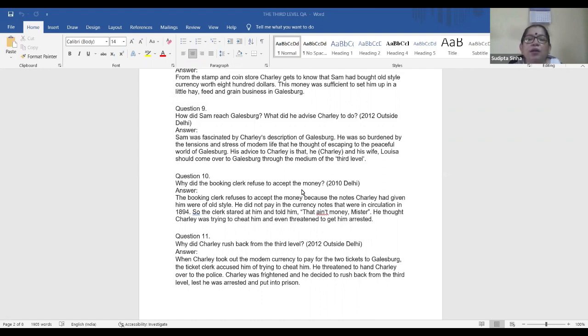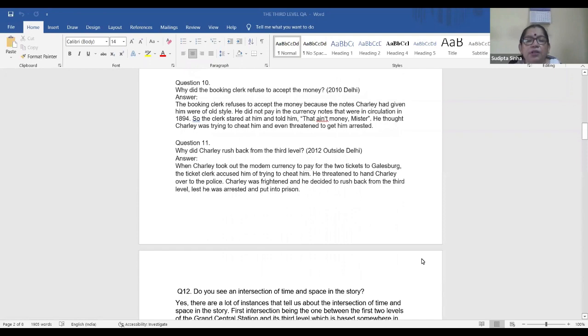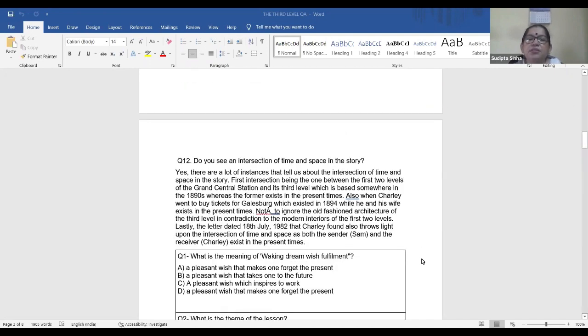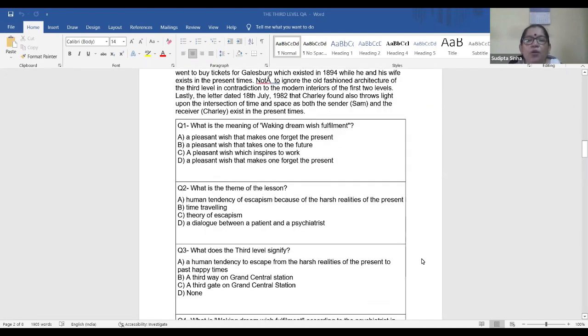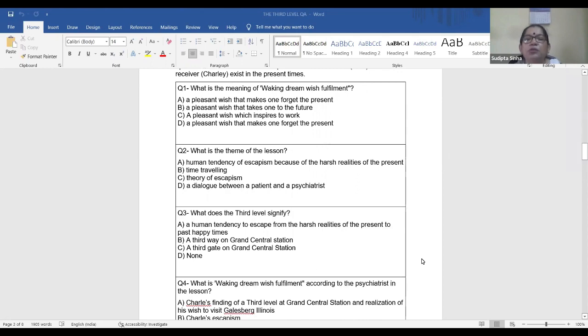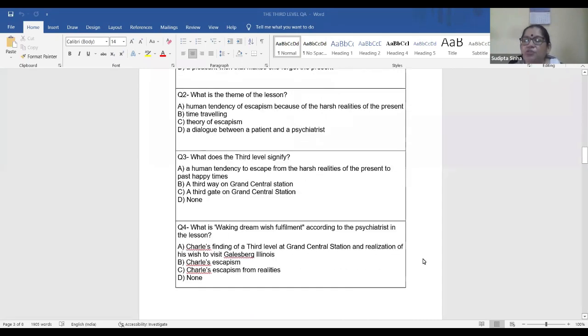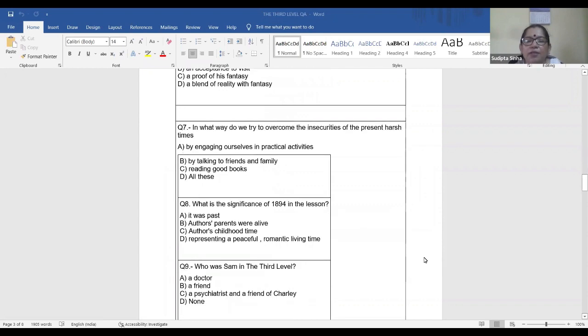Why did the booking clerk refuse to accept the money? Why did Charlie rush back from the third level? Do you see an intersection of time and space in the story? I also give them, what is the meaning of waking dream wish fulfillment? And these kind of things.